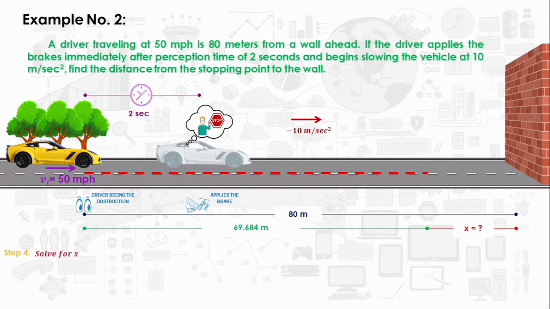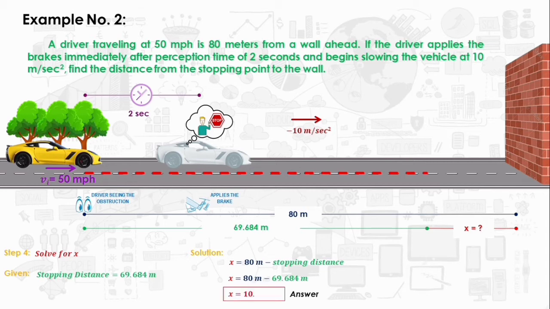We can now solve for the distance x after the stopping distance of 69.684 is known, where x is equal to 80 meters minus the stopping distance, or x is equal to 80 meters minus 69.684 meters. Therefore, the distance x from the stopping point of the car to the wall is 10.316 meters.